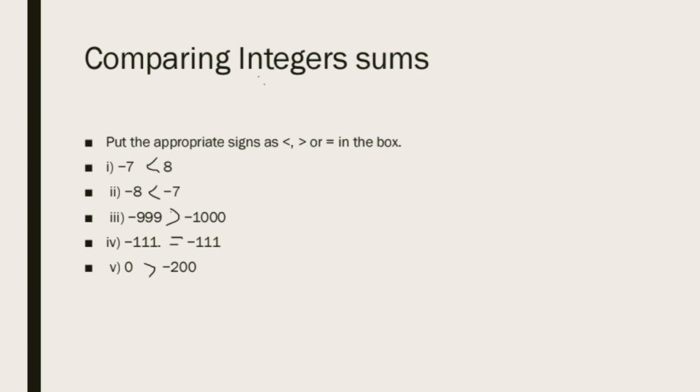Comparing integers. Put the appropriate sign as less than, greater than, or equal to in the box. -7 is less than 8. -8 is less than -7. 999 is greater than -1000. -111 is equal to -111. 0 is greater than -200.